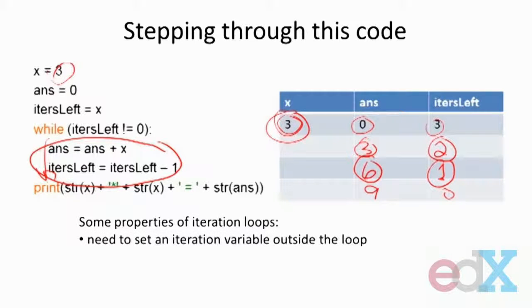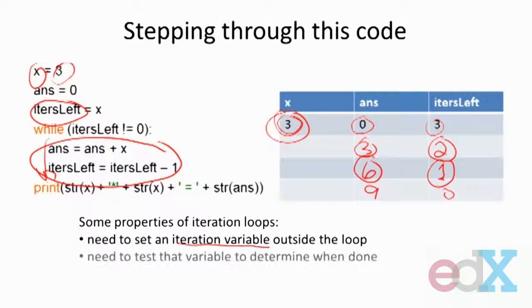You can also see some properties of an iterative loop. First of all, we need to set an iteration variable outside of the loop. In this case, it's x and iter's left. And actually, the one I really care about here is iter's left. I also need to test that variable to determine when I'm done. There's the use of iter's left inside of the test.